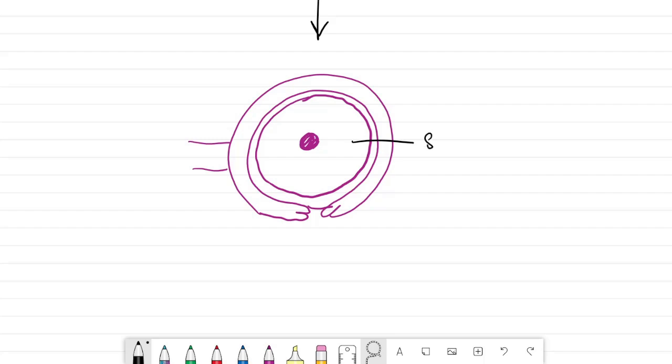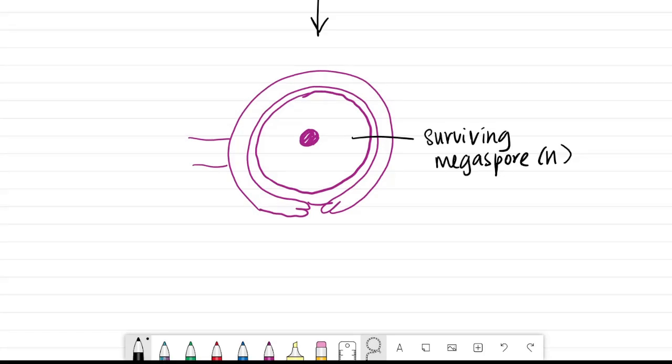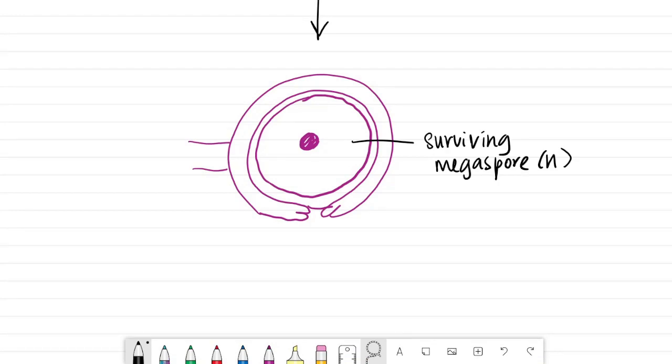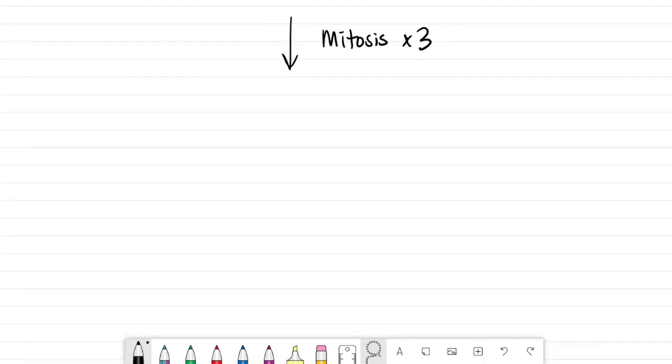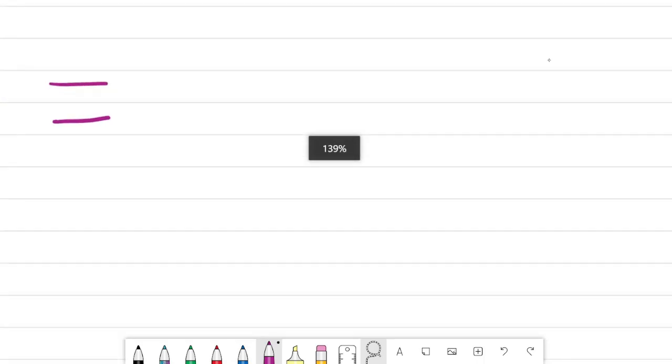So now this is the surviving megaspore. After the surviving megaspore grows a little bit more, it's going to undergo 3 times mitosis. So mitosis times 3, but some of them will divide their cytoplasm, but some of them will not. So we're going to draw the product after 3 times mitosis.